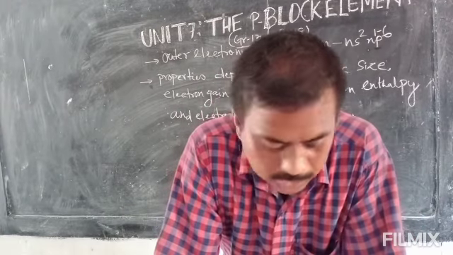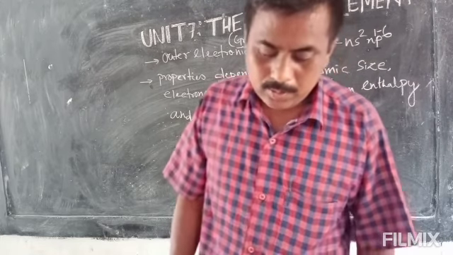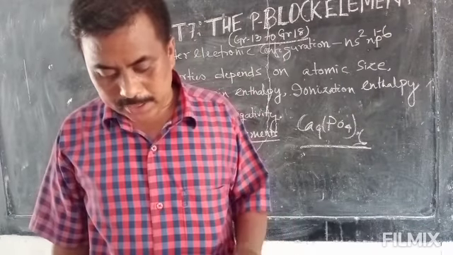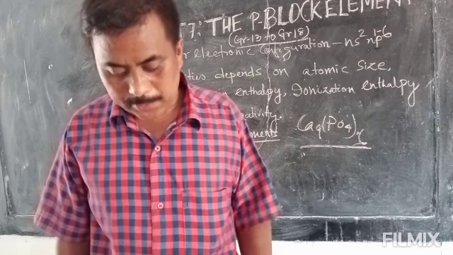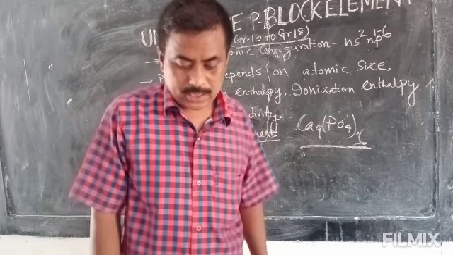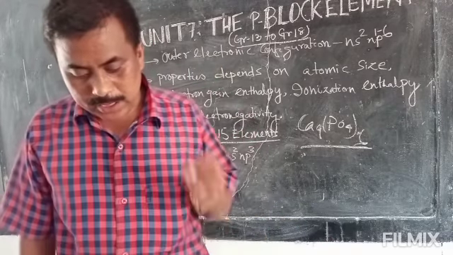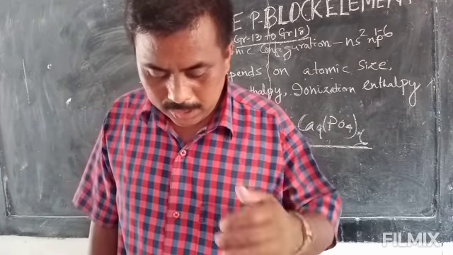Now we'll go to the atomic and ionic radii. Covalent and ionic radii. In a particular state, radii increase in size down the group. That means covalent and ionic radii increase down the group.